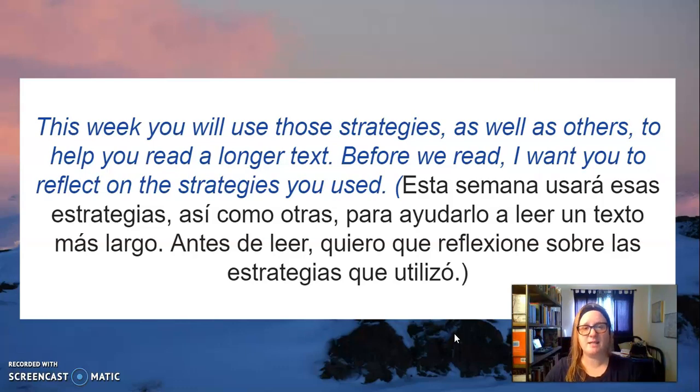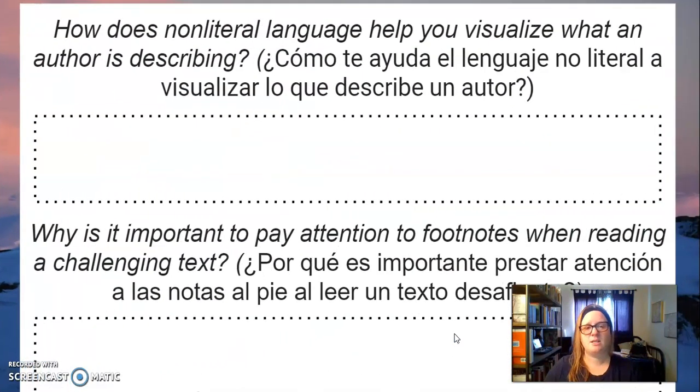Before we read, I want you to reflect on the strategies that you used. So these are the 2 questions that I would like you to answer. How does non-literal language help you visualize what an author is describing? Now, when I'm talking about non-literal language, I'm talking about the poem, and I'm talking about the metaphors. The blue sea, I think it was the green sea, and I think it was also described as a blue sea for the sky. So how does describing the plane as a green sea help you visualize what the author is describing?